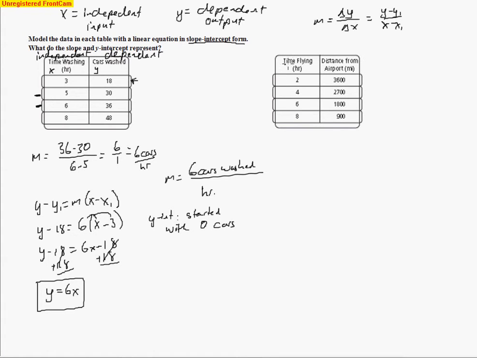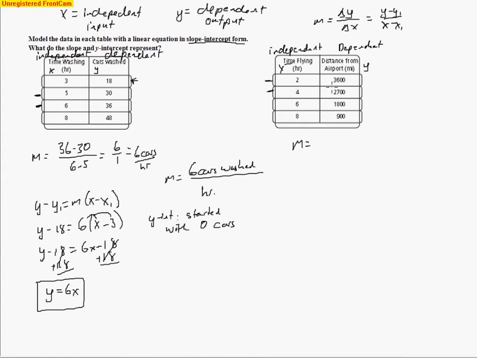Time is typically going to be our independent variable, and it is. The distance from the airport is dependent on time. So this is independent, and this is dependent. And so we'll go ahead and call this our x, this our y, and we'll set up our equation. So we've got to pick some points, and I'm going to just pick the first 2 points here to find out what my slope of the line will be.